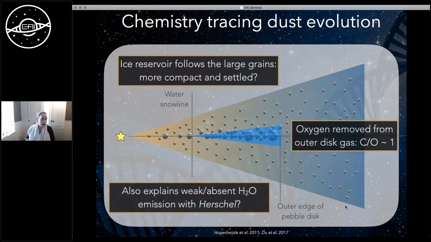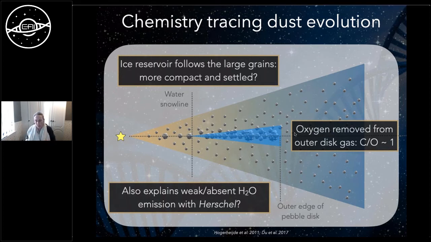And this picture that we now have actually sits quite well with some interesting results from Herschel, which was the surprising lack of water, especially cold water, towards protoplanetary disks. So there were only 2 confirmed detections of cold water with Herschel, one of which was TW Hydra and another disk, HD 100546 as well. And the fact that the cold water emission was weak or absent sits nicely with this prediction that we're actually removing a lot of oxygen from the outer disk.